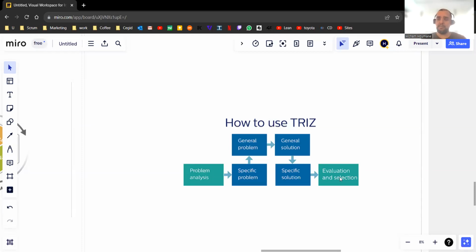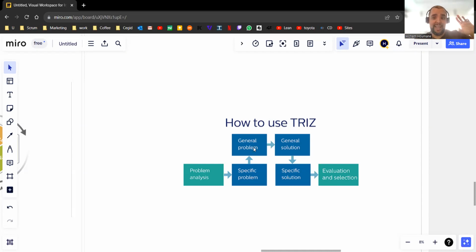What does firefighting mode mean? You see a problem, you solve the problem. You see another problem, you solve the problem. You see another problem, you solve the problem. They are stuck in a loop where every time they see a specific problem, they are coming up with a specific solution. And the problem with specific problems is that there is an infinite amount of them. We will never run out of specific problems.